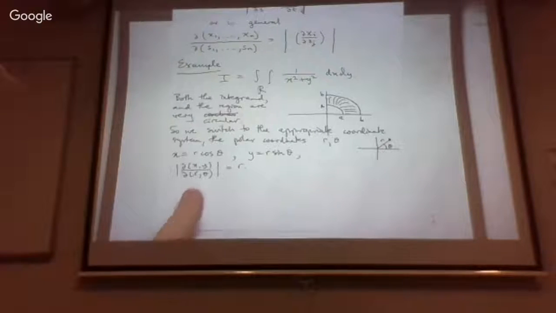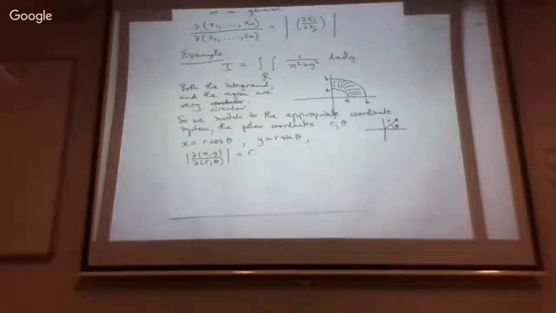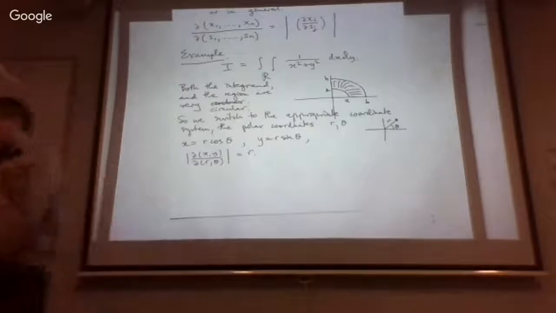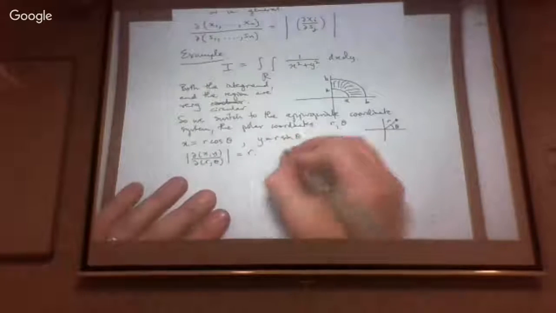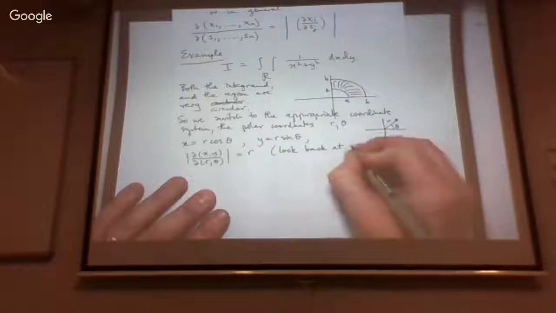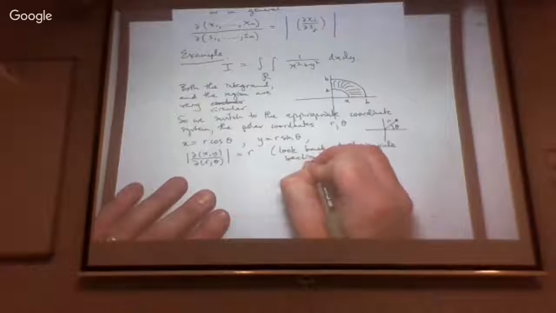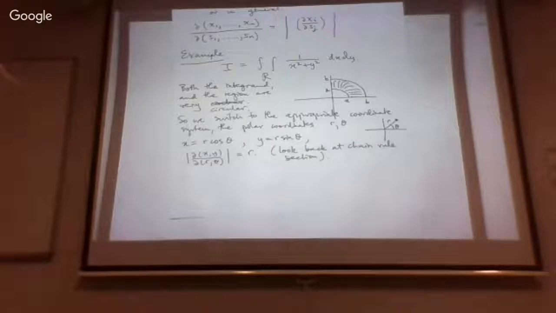When you form this 2 by 2 matrix here, partial derivatives of these functions with respect to r and theta, took its determinant, we saw that we got this value r. So look back at the chain rule section to see that. I'll be redoing some of these Jacobian calculations in the next lecture for some of the three-dimensional systems. So we'll consider this concept more.